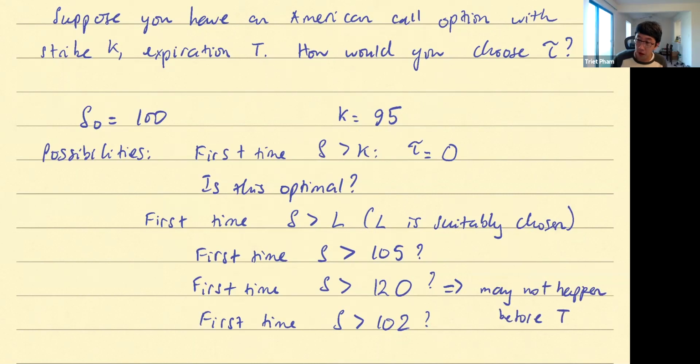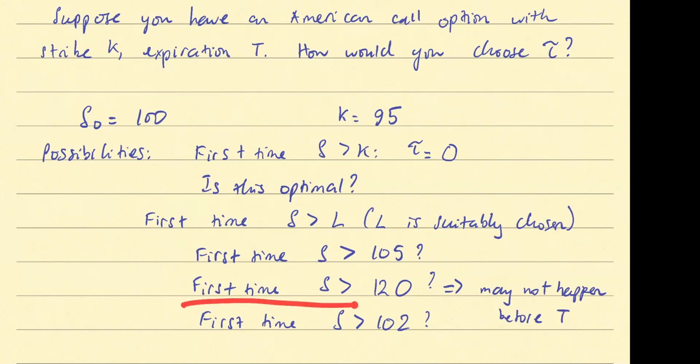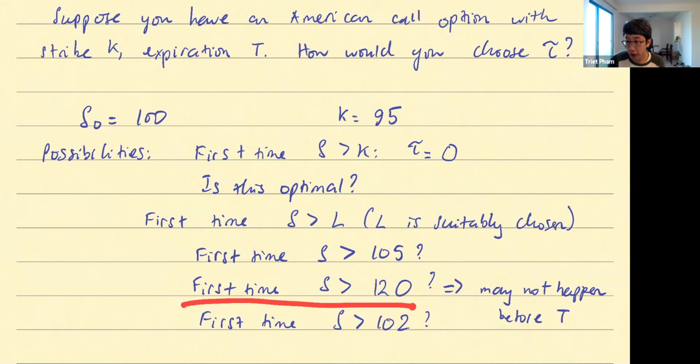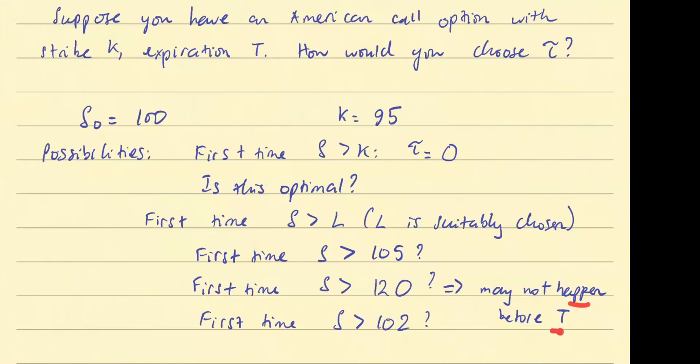Okay. So by the way, I hope you understand: if the stock never goes above 120 before time big T, then what is our exercise time? What is tau in this case, if it never happens before? It would not be existent. Like tau not be existent.